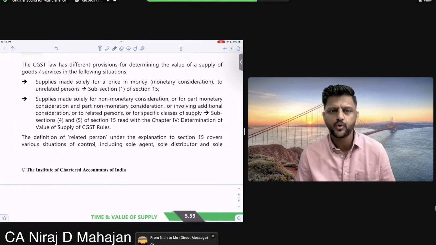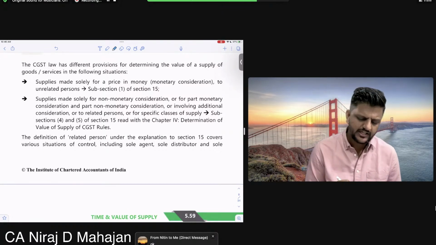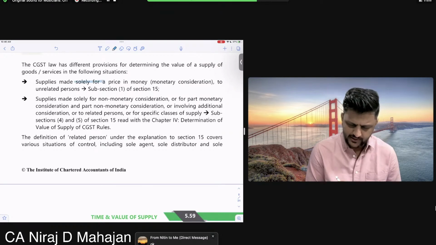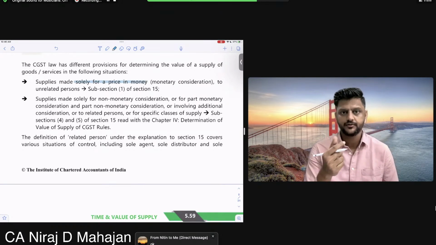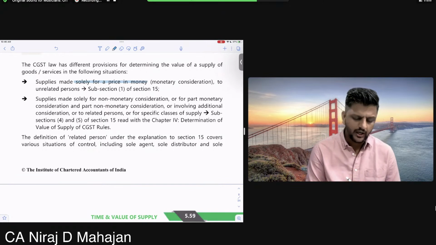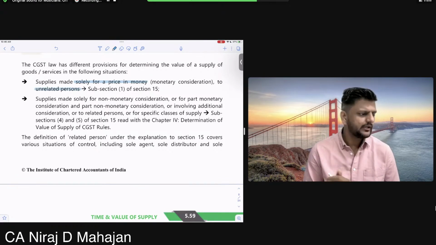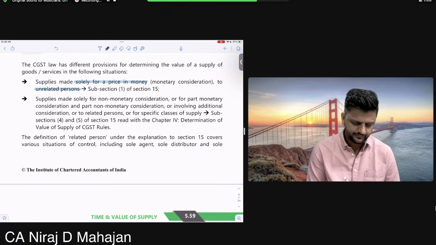The CGST law has different provisions for determining value of supply, okay, in the following cases. One, supply is made solely for a price in money consideration. 2. Unrelated persons. Now, why is this word unrelated so important?